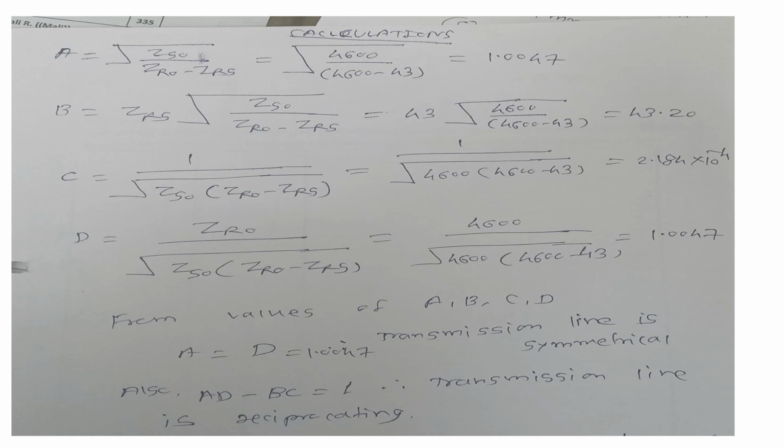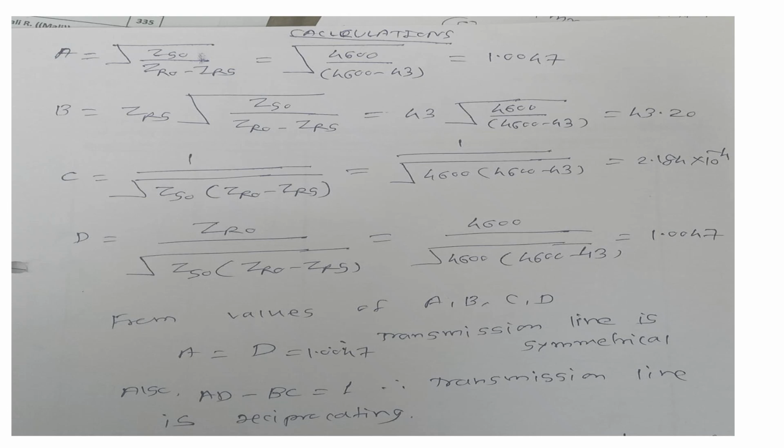Now from the values of the ABCD parameter observation, it is clear that A is equal to D is equal to 1.0047. So from this we can conclude that this transmission line has the symmetrical characteristic. Now regarding AD minus BC is equal to 1, you can put these values of A, B, C, D and calculate. You can observe that AD minus BC is equal to 1 for these readings, and that's why the transmission line has the reciprocal characteristic.